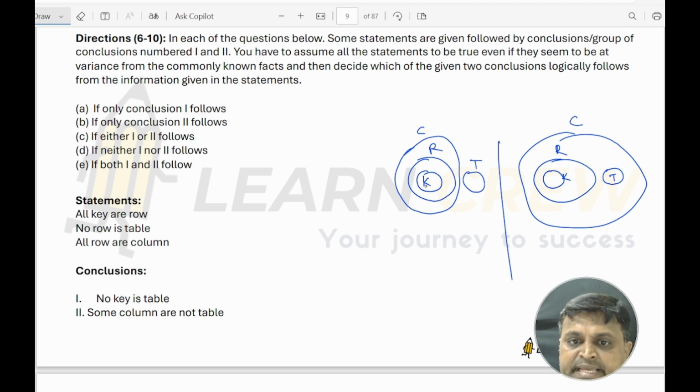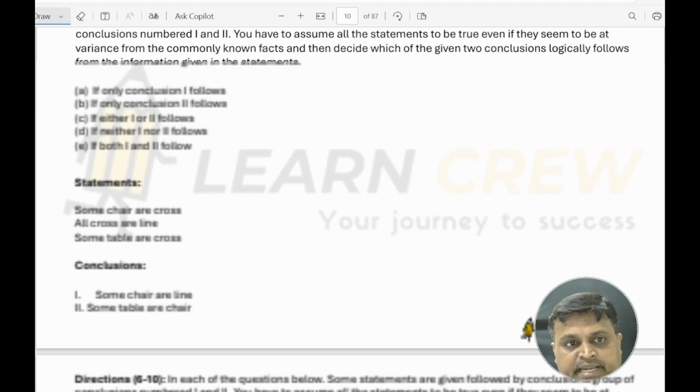Now no key is table, correct? Some column are not table, true? So here both 1 and 2. So option E is correct.